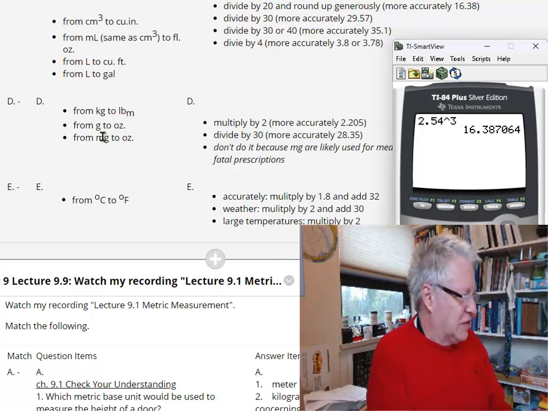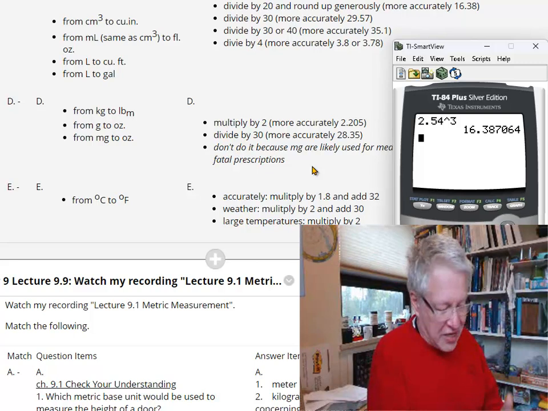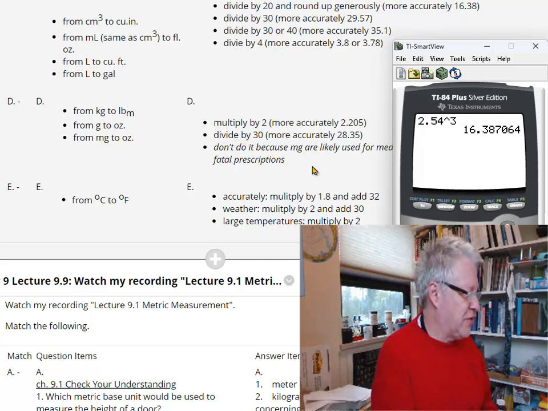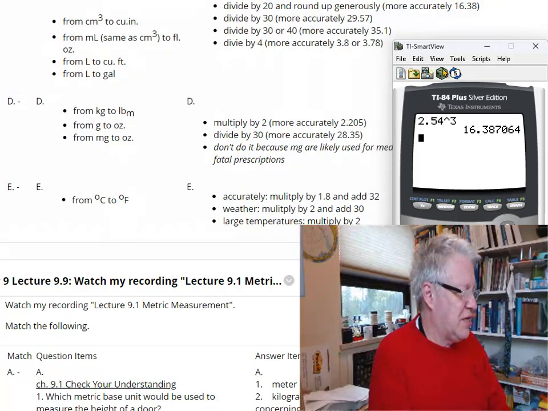Let's see, grams to ounces. I personally use that quite frequently. If I want to send a letter and I have in my mind grams and I have a gram scale, I kind of know that about 30, respectively more accurately 28.35. Yeah, the 1 milligrams to ounces, I wouldn't do it, and here I have it.